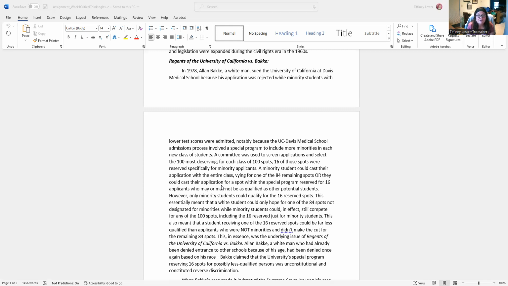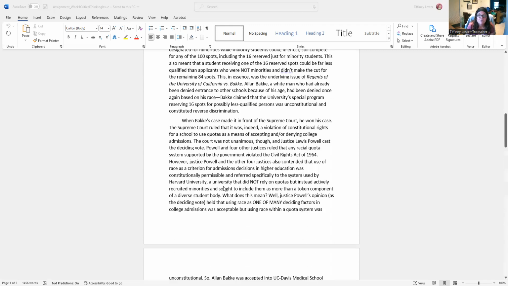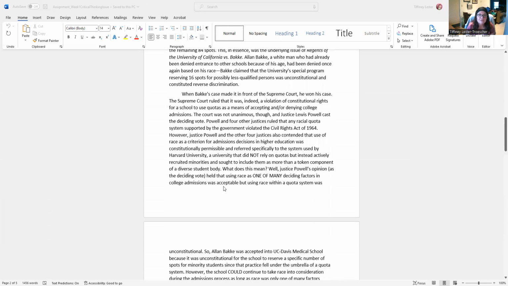He claimed that the university's special program reserving 16 spots for possibly less qualified persons was unconstitutional and was reverse discrimination. So when he made his case in front of the Supreme Court, he won. The Supreme Court ruled that it was indeed a violation of constitutional rights for a school to use quotas as a means of accepting and/or denying college admissions.